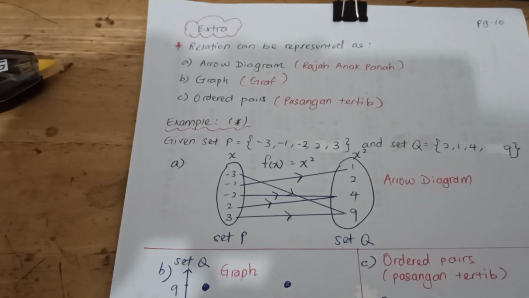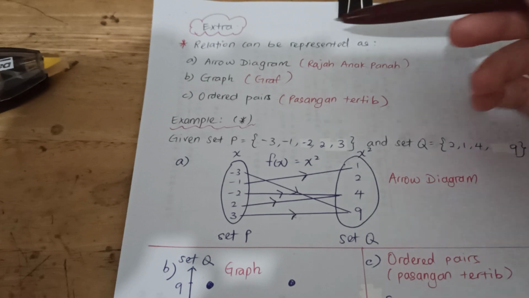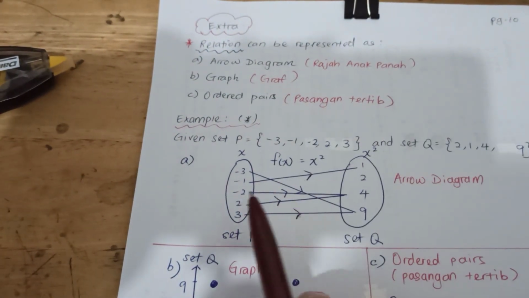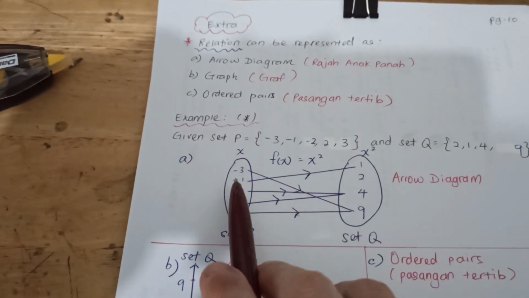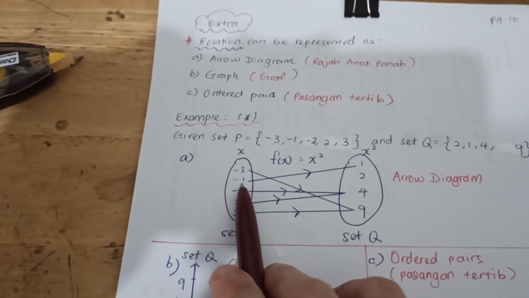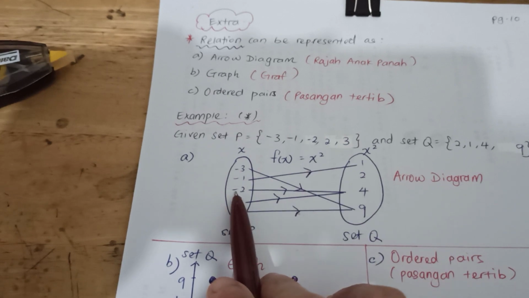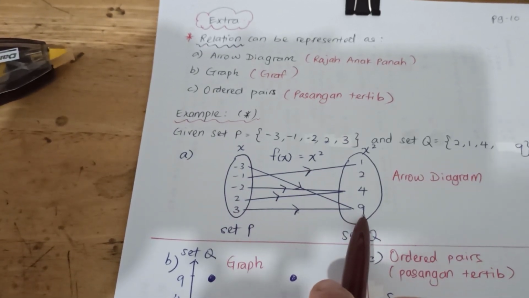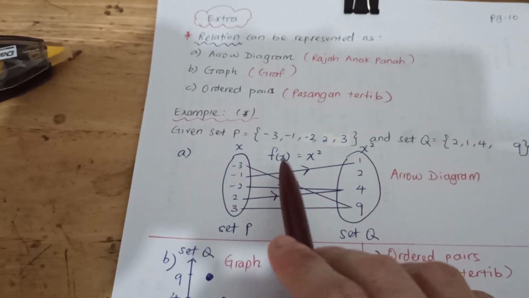So this is extra, which will appear in your module. Okay, so relation can be represented. What is relation? Let's say these two sets. Their relation is x squared, because negative 3 squared becomes 9, negative 1 squared becomes 1, 2 squared becomes 4, negative 2 squared becomes 4, and 3 squared becomes 9. So this is the relation between these two sets, with a function connecting them.